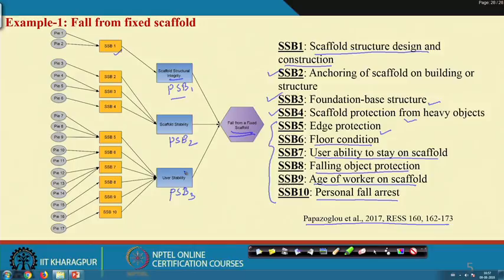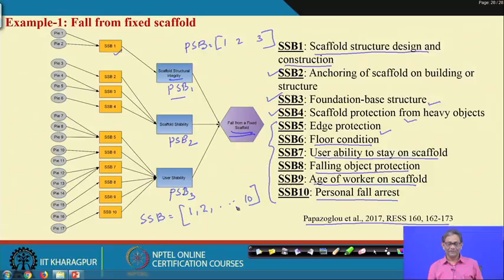So, see, we are not finding the fault, rather we are finding the actions, what is to be done, because these are all actionable barriers. Support safety barriers should be there. Now, for fall from fixed scaffold, you find out the three primary safety barriers and 10 support safety barriers. The PSB set is PSB 1, PSB 2 and PSB 3, whereas there are 10 SSBs. If you do this kind of analysis, you know what is to be done. It is basically not only finding out the cause, but also finding out the action for eliminating the causes from occurring.